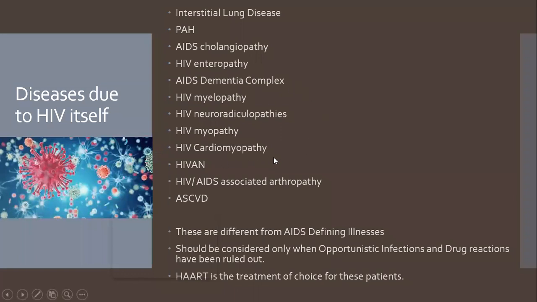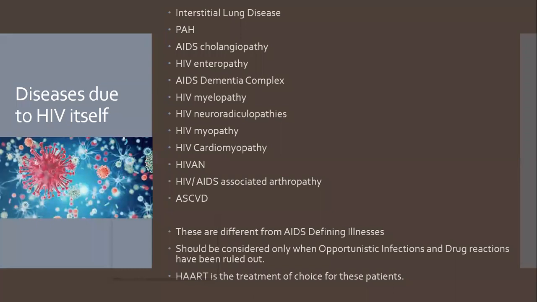HIV can affect the heart. It's called HIV cardiomyopathy. HIV can affect the kidney. It is called HIV associated nephropathy. It can affect the bones, arthropathy. And remember one thing, atherosclerotic cardiovascular disease. The presence of HIV worsens atherosclerotic disease. So the patient can have stroke, MI, peripheral arterial disease, etc. So these are the diseases caused by HIV.